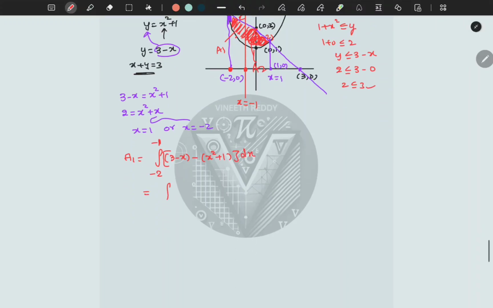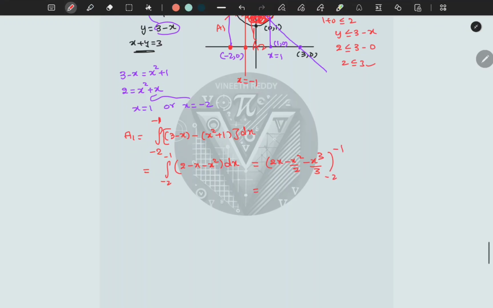So if I integrate this, I'll be getting -2 to -1, now 3 minus 1 is 2, minus x square dx. So I'll be getting 2x minus x square by 2 minus x cube divided by 3. Limits will be from -2 to -1. So replace x with -1 for the upper limit. We get -2, -1 by 2 and plus 1 by 3. I hope you're correct. Now replace x with -2 for the lower limit.